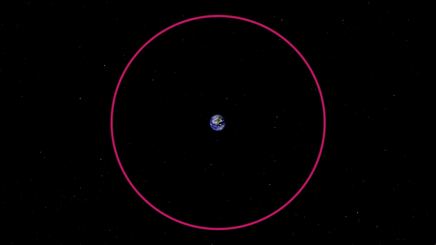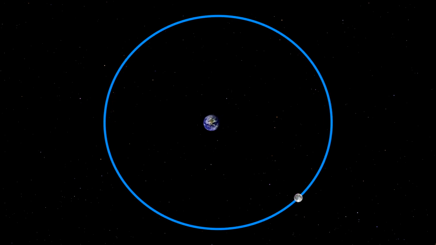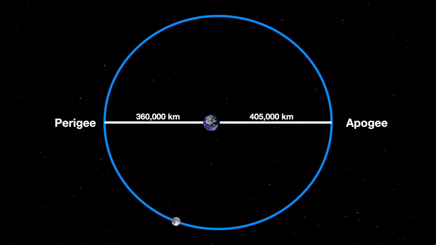We can already see these effects without waiting for the moon to slowly move away. The moon's orbit is not a circle. It's an ellipse. As the moon orbits, it's sometimes farther from the Earth, called apogee, and then about 2 weeks later, it's closer to the Earth at perigee.